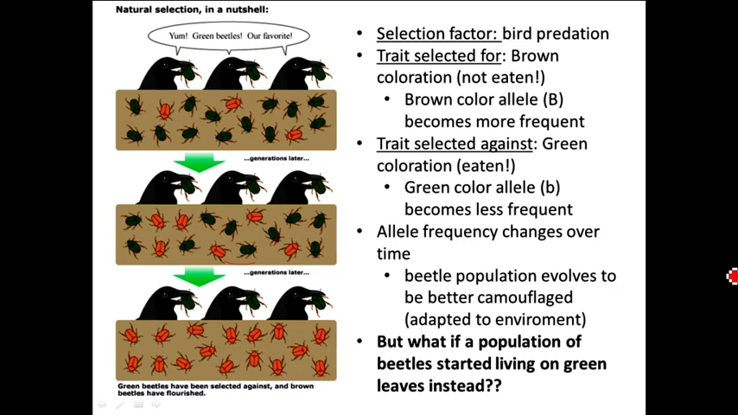Populations are not trying to get to some high level of adaptation. It's just this process of weeding out the things that are not working and selecting for the things that are working. If the environment changes, then what works will change as well. And we'll be going through some examples in class as well.